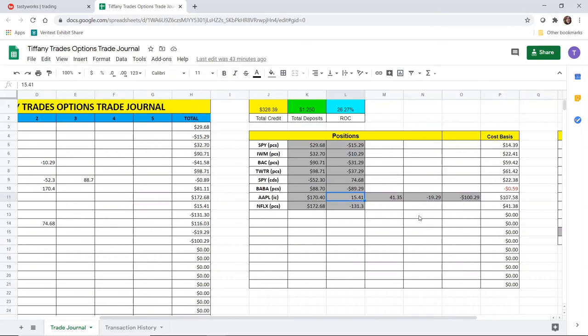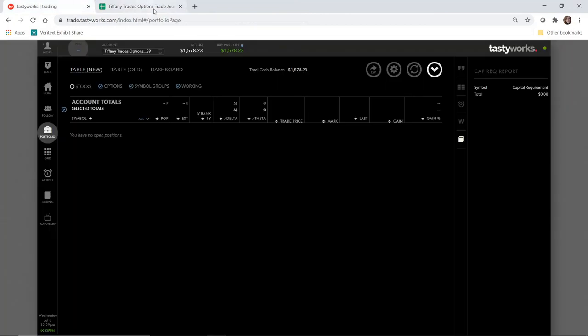So with that said, I'm going to try not to do that again. It's not my preference. I don't like to do that. I like to keep enough buying power open to be able to do other things. So now we're back to square one. We have $1,500 in the account with $1,500 buying power.